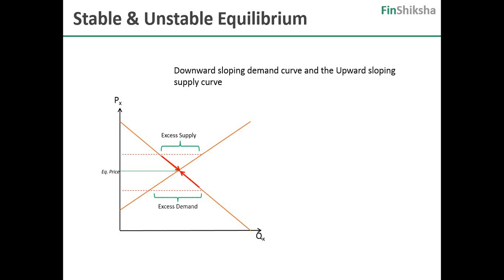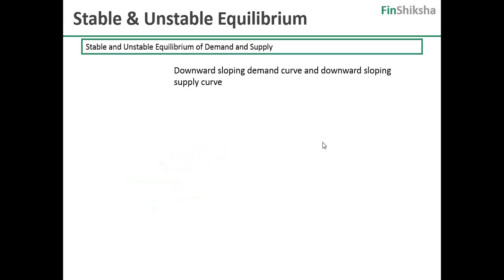Now such a scenario is a stable equilibrium because if you move prices away from the equilibrium point, they would again tend to move towards the equilibrium point, right? Because of either excess supply or excess demand. Now that's what is called a stable equilibrium.